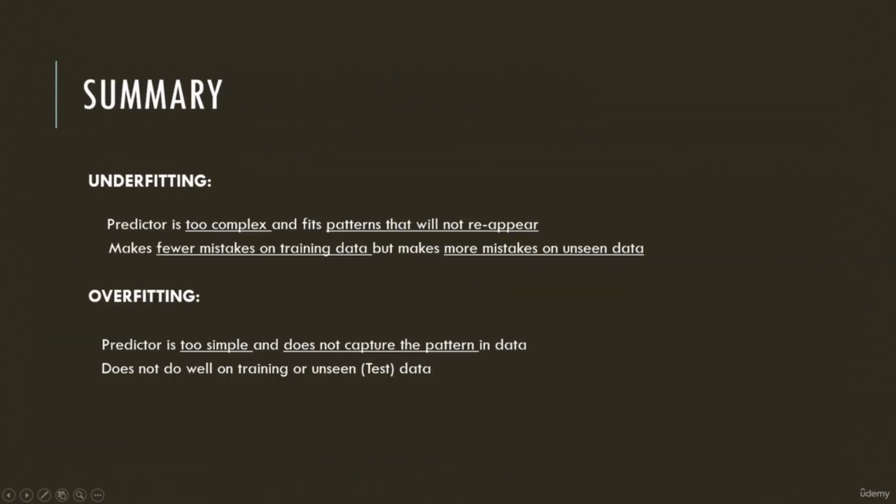So as a summary, an overfit model is too complex and fits patterns that will never occur. It has better accuracy on training data and lower accuracy on unseen data. An underfit model is very simple, does not capture the pattern in the data, and does not do well overall. When we create a model, we need to strike a balance between both. We need to fit the training data well while maintaining a good solution for predicting new values.